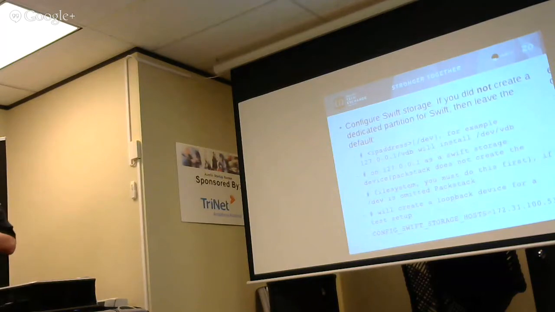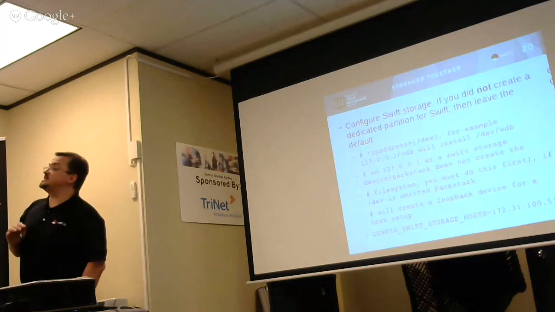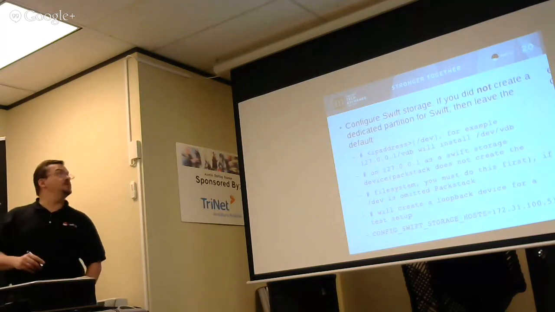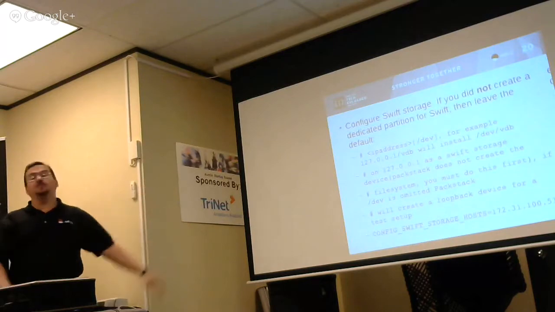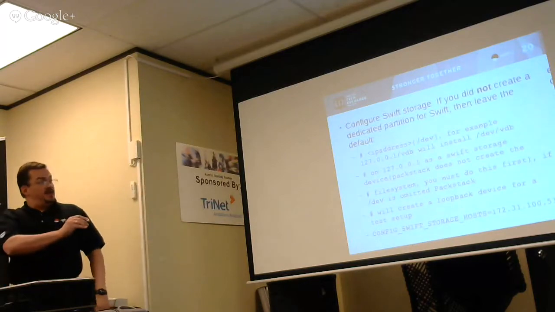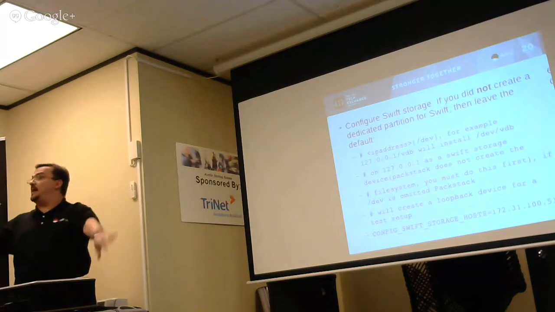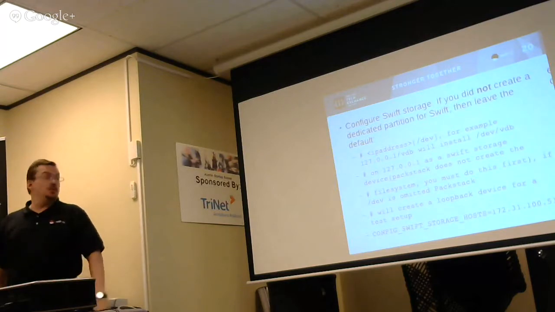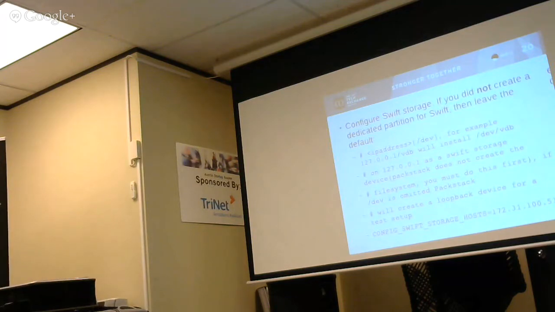Now, this one can also be a little bit confusing. If you didn't set up a separate partition or logical volume for Swift, then just leave this section as is. It'll auto-populate what the storage host is, and if you don't have anything at the end of that IP address, it'll go, I'm going to create a loopback device, and I'm going to mount it, and I'm going to make that my Swift storage. And that's perfectly fine. If you're doing it on a single laptop and you're just showing it off, not a problem.